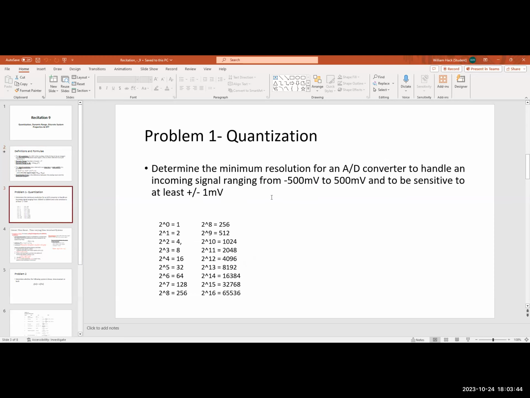So let's go ahead and jump into a problem. So we want to determine the minimum resolution required for an analog to digital converter handling an incoming signal ranging from -500 to 500 millivolts with a sensitivity of at least plus or minus 1 millivolt. So we jump over to my iPad quick.